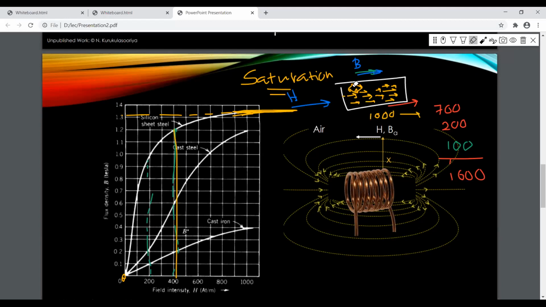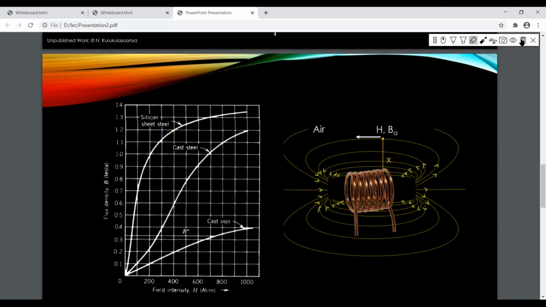So this is the kind of the molecular theory of magnetism, the relationship between magnetic flux density and field intensity, B and H variation, the BH curve. But you should know that this is not the way that science would define magnetic flux properties of materials.